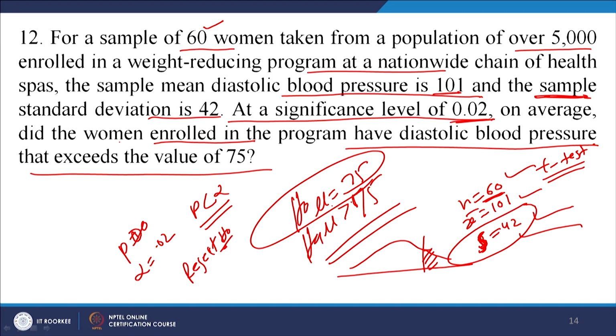It means that the blood pressure exceeded the value of 75. We are rejecting the null hypothesis. So, we can say that over a period of time the BP has gone up. Let us look at one more example.